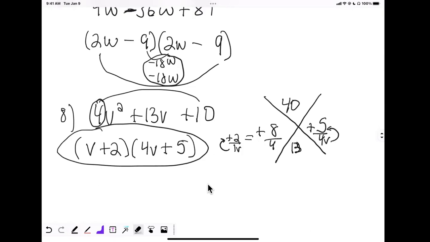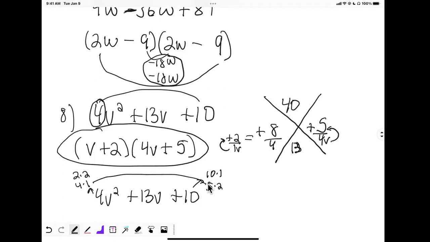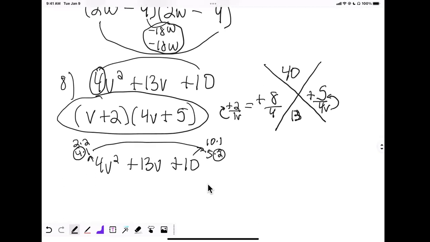So it's like the traditional way, 4v squared plus 13v plus 10. You would be thinking like 10 times 1, 5 times 2, 2 times 2, and 4 times 1. And you have to find that combination that will give you that 13 when you add it together. If I do 5 and 1 together, that's 5. And if I put the 2 and the 4 together, that's 8. And 8 plus 5 is 13. So you have to be really careful when you factor it.